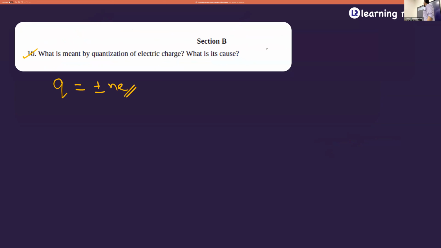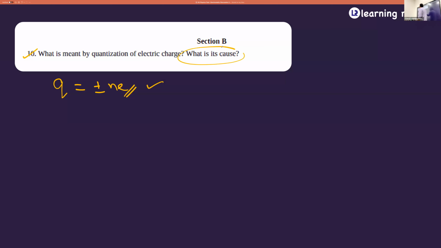So what is quantization of electric charge? What is its cause? Quantization basically states charge is always an integral multiple of the basic unit of charge. It can be the charge of an electron or a proton, because in terms of magnitude, they both have the same value. So you write mathematically Q is equal to plus or minus n e. Positive indicates that electrons are lost. Negative indicates that electrons are gained.